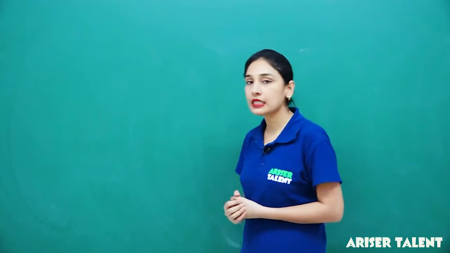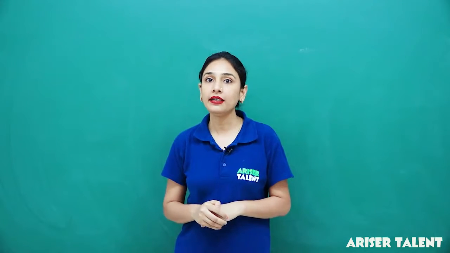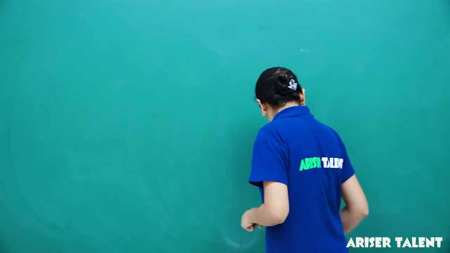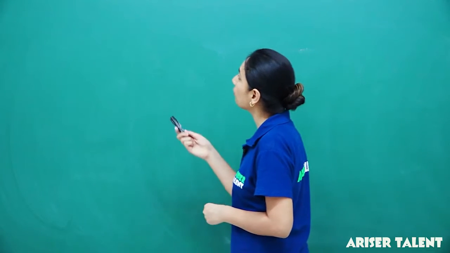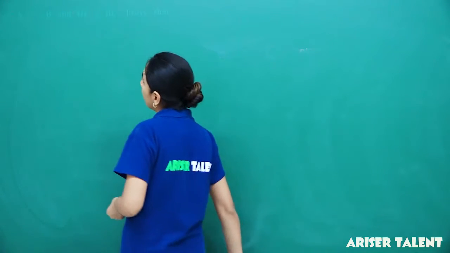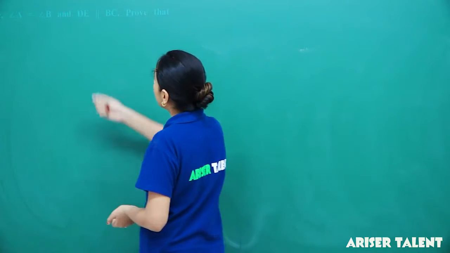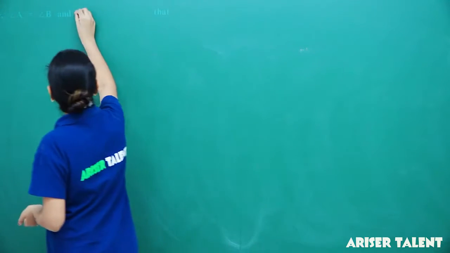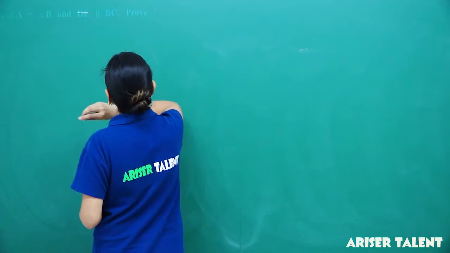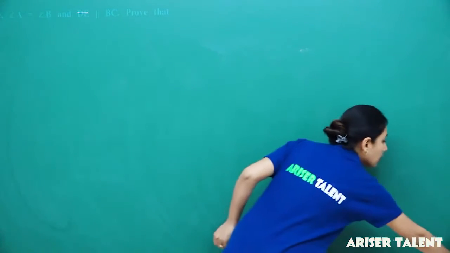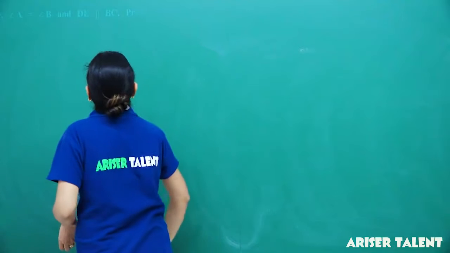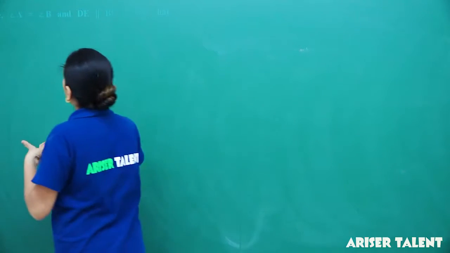Okay, so we were discussing triangles, and in triangles we have talked about some basic theorems and we have done some exercises on some questions. Now I left this question for you: in the figure, angle A equals angle B and DE is parallel to AB. Prove that AD equals BE.